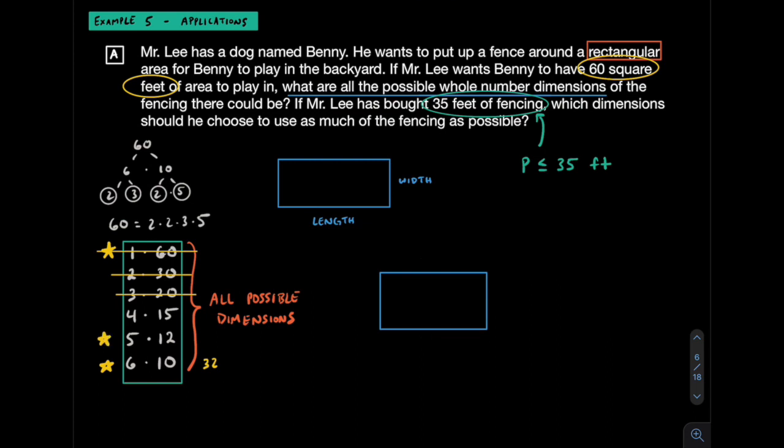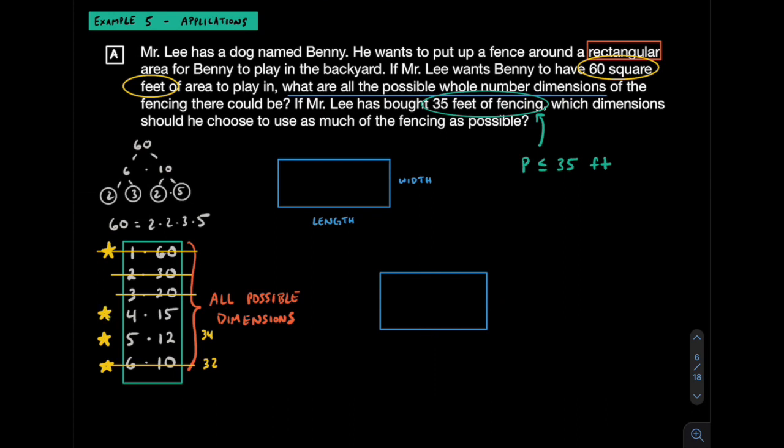What if we try going a little higher with the 5 and the 12? Well, 5, 5, 12, and 12. Well, 12 times 2, that's 24, and 5 times 2 is 10. 24 plus 10 is 34. Oh, wow. This one actually beats out the 6 and 10. It's even closer, so we would only lose 1 foot of fencing as opposed to 3.